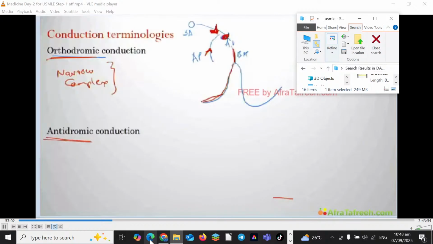When you have an antidromic conduction, antidromic means opposite, ulta. What that means is, it starts from the SA node and goes to the AP, that is the accessory pathway, and from the accessory pathway it comes up to the AV node. This becomes an ulta conduction. So this will keep on conducting and going round and round. This is called antidromic conduction and it has wide complex tachycardia.